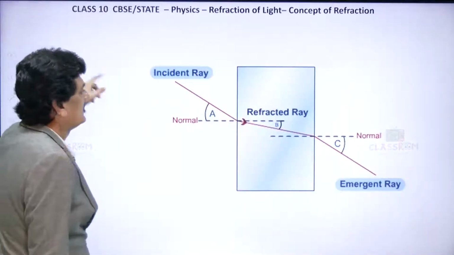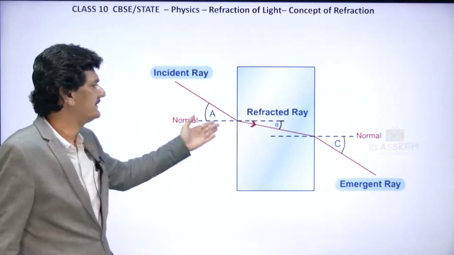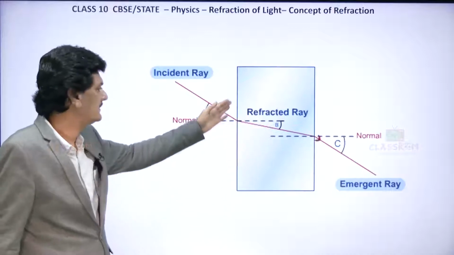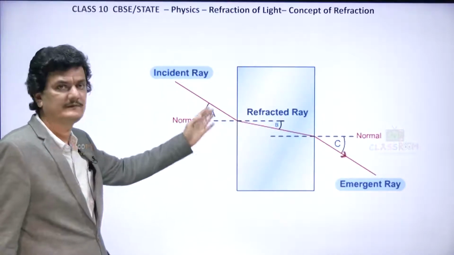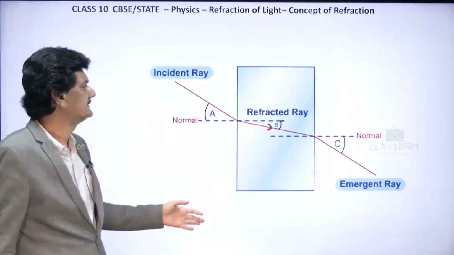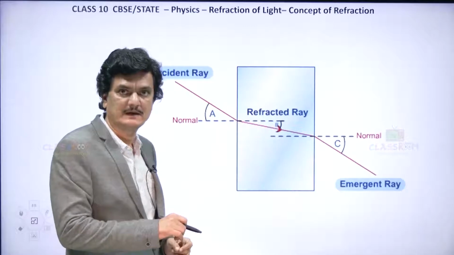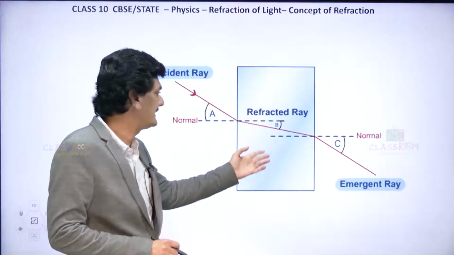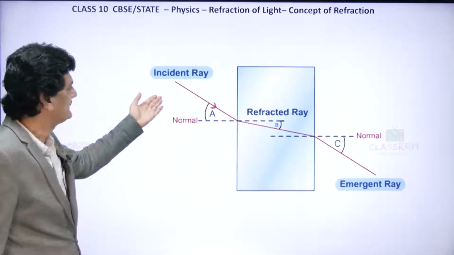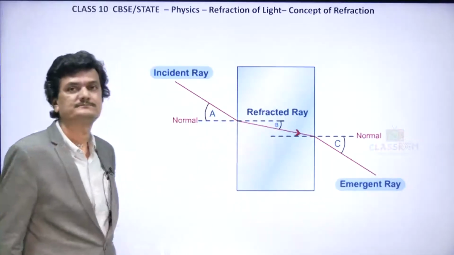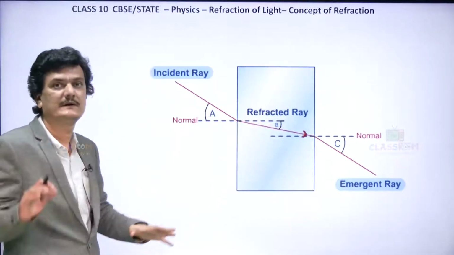We have also given names. Any ray which strikes the surface is the incident ray, and since refraction is happening, the other ray we call the refracted ray. As you can see here, it is travelling fast, then slowing down, and then as it enters air, it resumes its normal velocity.